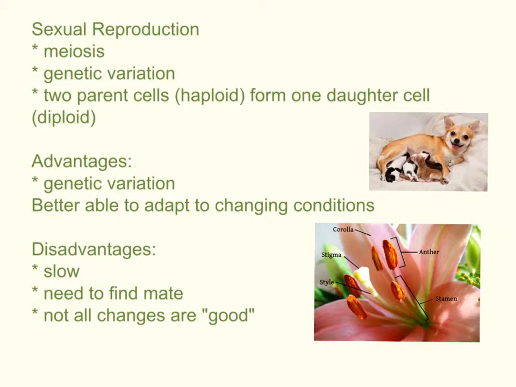And as I was saying earlier today, it's actually not as important, the survival of one individual. It's more important, the survival of the species. So the more variation we have, the more likely that species is to survive. The disadvantages are that it's slow, it takes a lot of resources, a lot of energy. You need to find a mate, and of course not all genetic variation changes are good changes, and some cause illness.